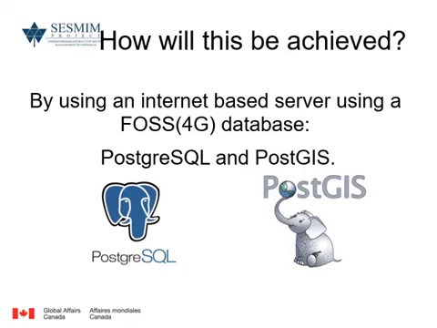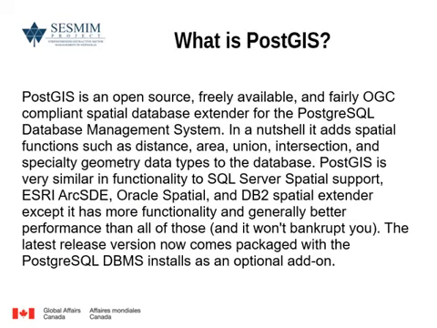So how can this be achieved? Our recommendation is to use FOSS4G, free open source software for geospatial, which is PostgreSQL and PostGIS. PostgreSQL is the open source enterprise database. PostGIS is the spatial extension. This is what PostGIS is: open source, freely available, and an OGC, Open Geospatial Consortium, compliant spatial database extender for PostgreSQL. Basically, PostGIS is the Oracle Spatial equivalent.